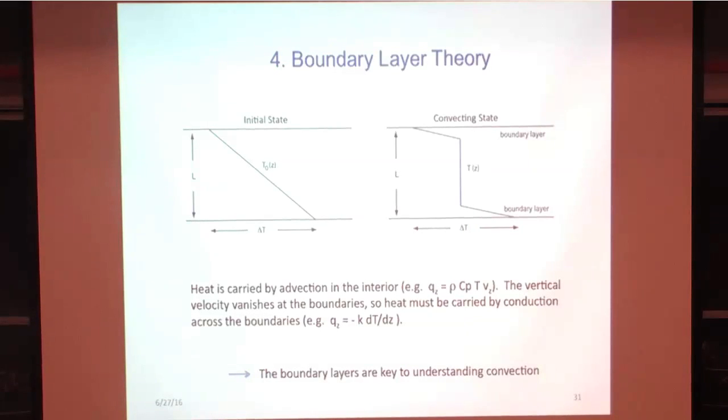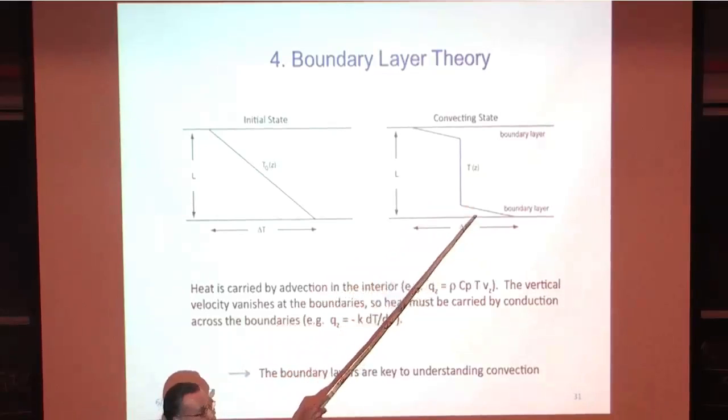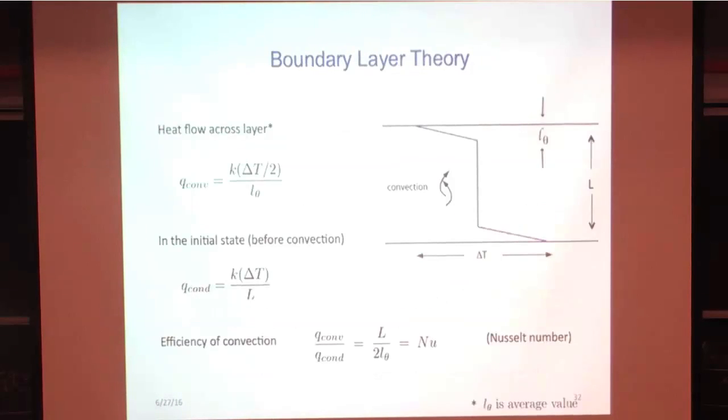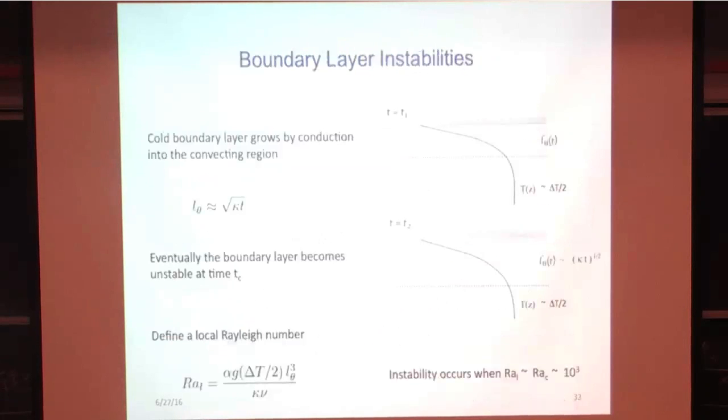And so there's two regions, in fact, that we see in convective regions. One where heat conduction doesn't matter very much, another where heat conduction dominates. And that's what we call boundary layers. And boundary layers turn out to be the key for understanding how and why convection occurs. Okay.